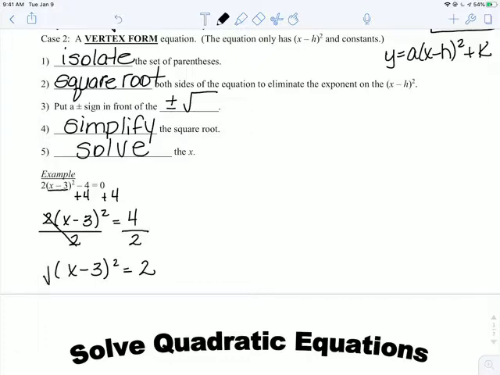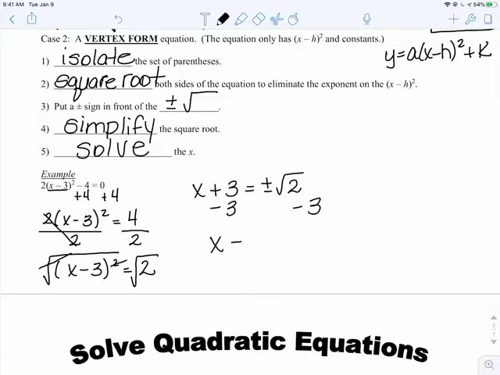The opposite of squaring something is to square root it. You have to do it to both sides. So the x minus 3 comes out of the square. Basically, that square root cancels with the square. So I have x minus 3 is equal to plus or minus the square root of 2. And the square root of 2 cannot be simplified any further, so I'm going to leave it like that. But I've got to solve for x, so I'm going to add 3 to both sides.